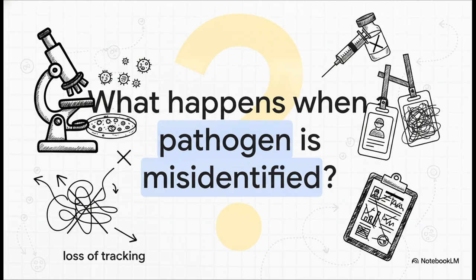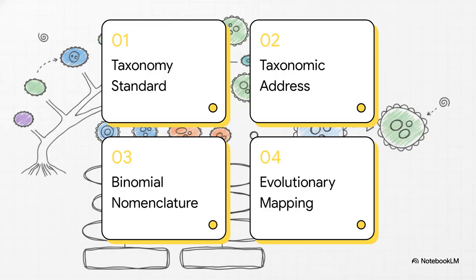What actually happens in a clinical setting when a diagnostic pathogen is misidentified? Well, the short answer is absolutely nothing good. Messing up these classifications is literally the clinical equivalent of misspelling a patient's ID badge. You're looking at charting errors, a total loss of tracking, and potentially prescribing the completely wrong treatment for a severe infection. Not great, right?